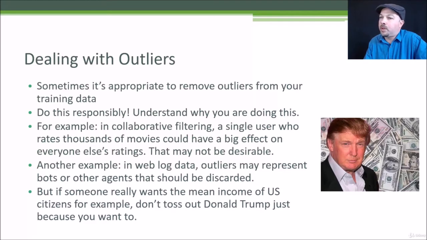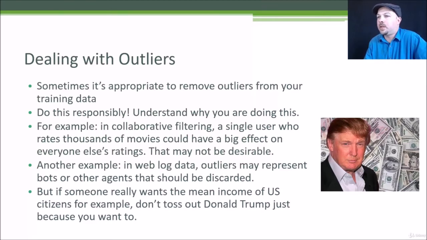Or, we might be looking at weblog data like we saw in our example earlier when we were doing data cleaning. Outliers could be telling you that there's something very wrong with your data to begin with. It could be malicious traffic, it could be bots or other agents that should be discarded, that don't represent actual human beings that you're trying to model.